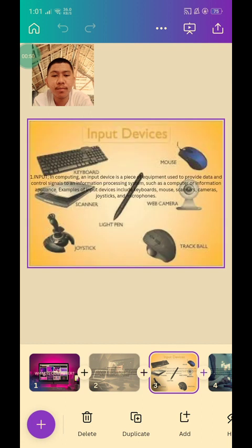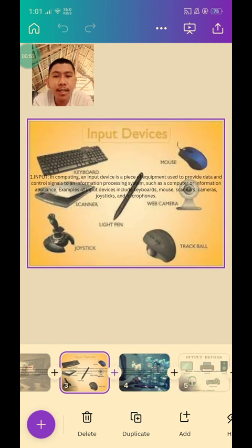Next po. Input device. In computing, an input device is a piece of equipment used to provide data and control signals to an information processing system such as a computer or information appliance. Examples of input devices include keyboards, mouse, scanners, cameras, joysticks, and microphones. Yan daw po ang input devices.